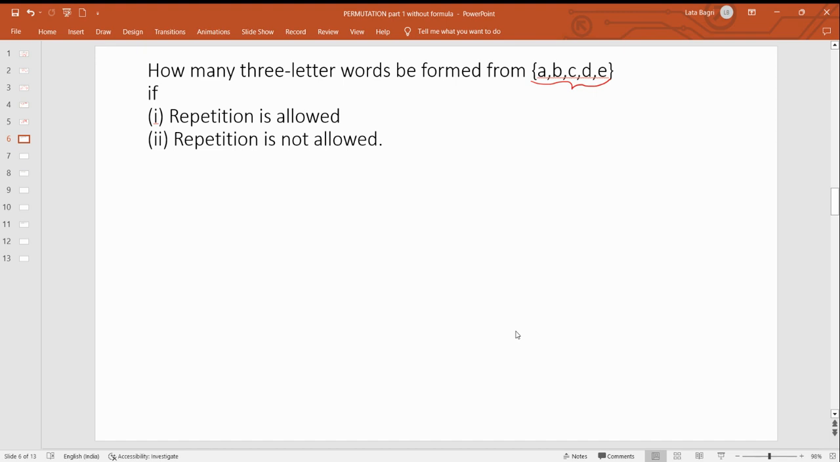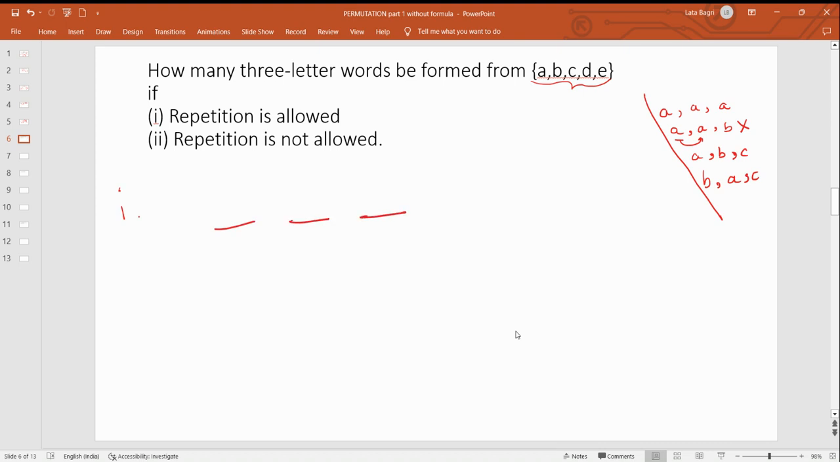So see, repetition allowed means that it can be a, but in case of repetition not allowed, then it cannot be a b. So this is not allowed because a is repeated. It can be like this, abc or bac, like that. So no option of repetition is there. So the way of solving it is very simple.